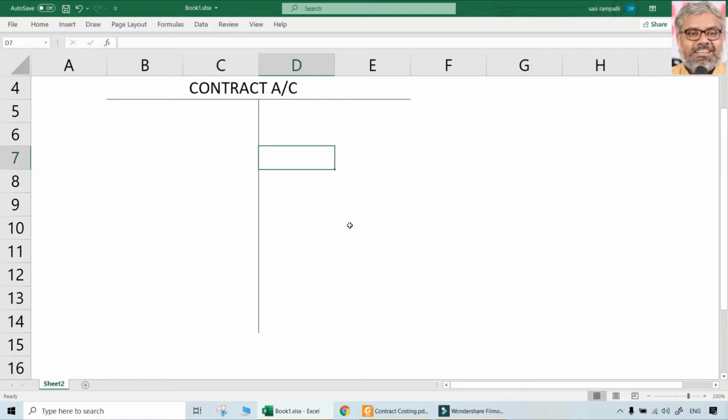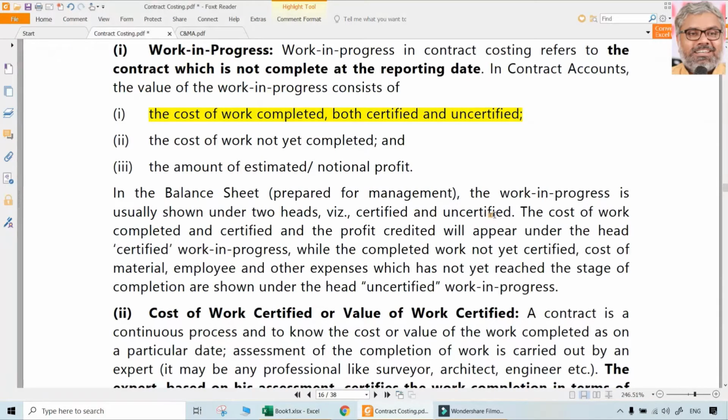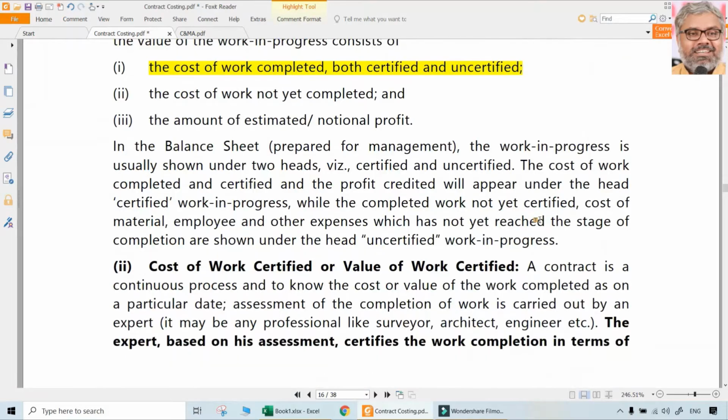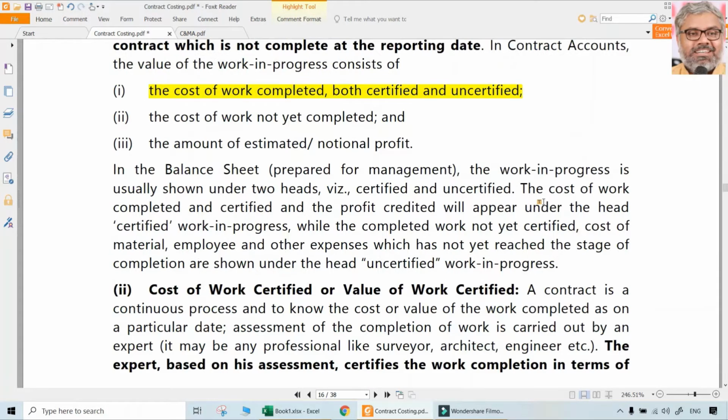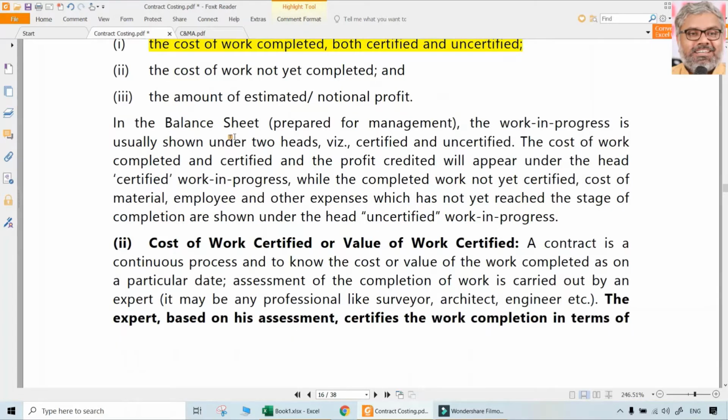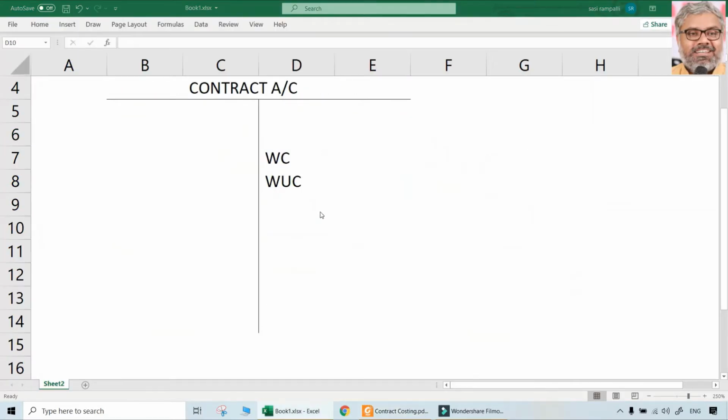So the extent of the work which is certified by the engineer is called work certified, and the extent of the work which is done, we did it, but the engineer did not certify yet. Maybe he'll certify in future, but as of now he did not certify. That is called work uncertified. So work certified and work uncertified will be part of the closing work in progress of a contract, which will be the credit side of the contract account. The debit side is all just a dump of all expenses. That is one thing. Of course, we cannot do anything now about future things.